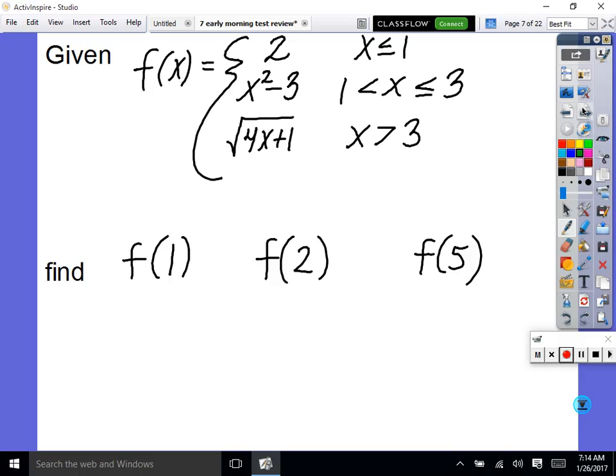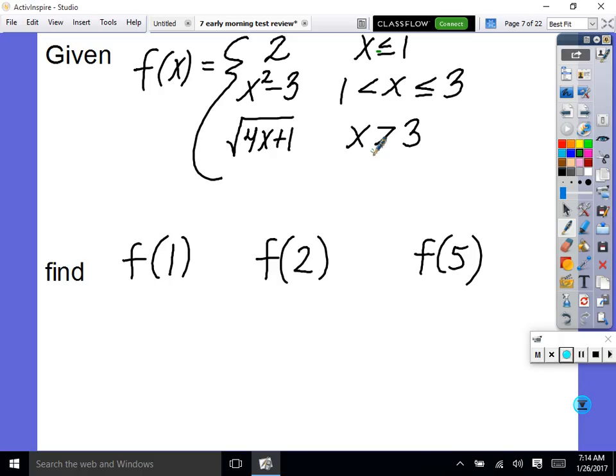Okay, so next part of the test after that is given a piecewise function, find these values. So remember, a piecewise function just is one function that contains multiple other functions. And this is our function for x values that are less than or equal to 1. This is our function for x values between 1 and 3. This is our function for x values larger than 3.